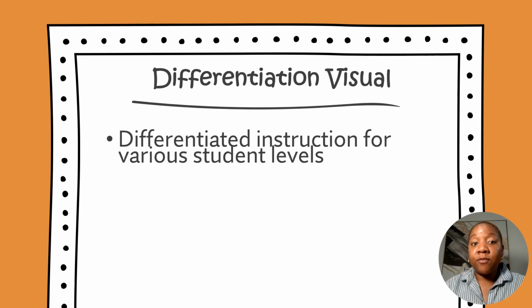COE says differentiation is key to meeting the diverse needs of your students. It involves adjusting content, process, or product to suit students at different levels. For instance, some students might need extra time or visual aids, while others may benefit from a more challenging task.